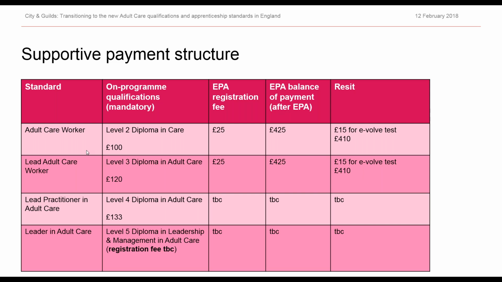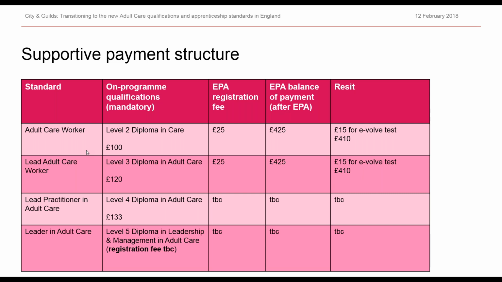For adult care, the level 2 diploma in care is £100 registration fee. For the endpoint assessment, we've actually decided to have a structure which allows a very small registration charge of £25, and the balance of that payment will be invoiced after the endpoint assessment activity has taken place. So, in effect, if a learner does the test, once they have results for that test that are entered onto our system, that is actually when the invoice will be sent to you.